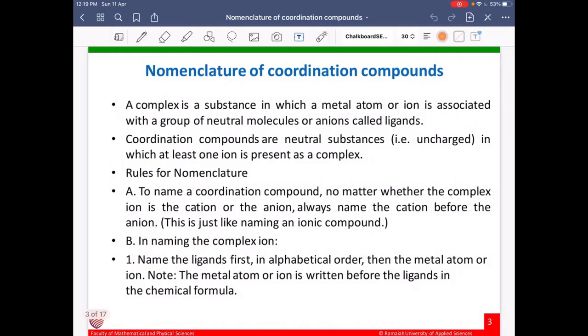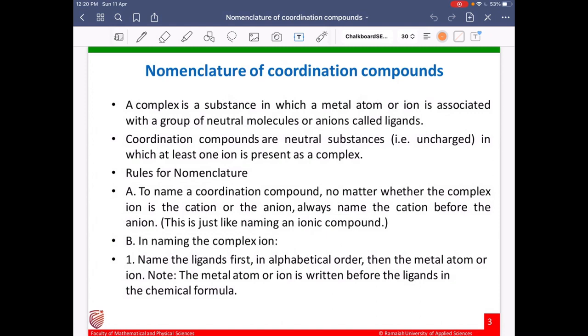A complex is a substance in which a metal atom or ion is associated with a group of neutral molecules or anions called ligands. Coordination compounds are neutral substances in which at least one ion is present as a complex. These are the 2 points we have studied in our earlier classes.